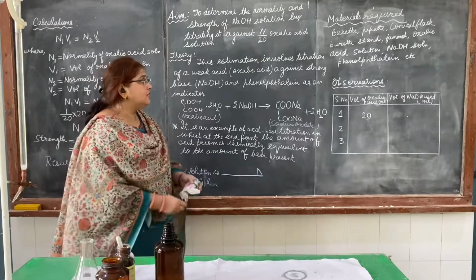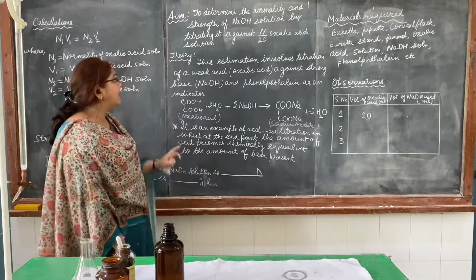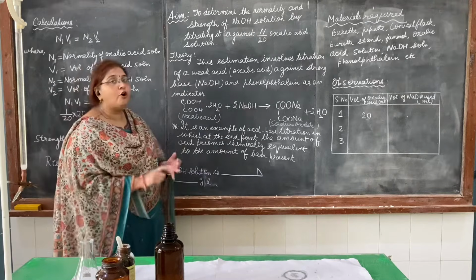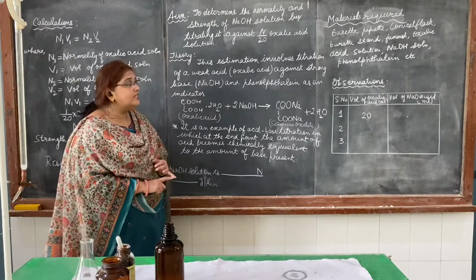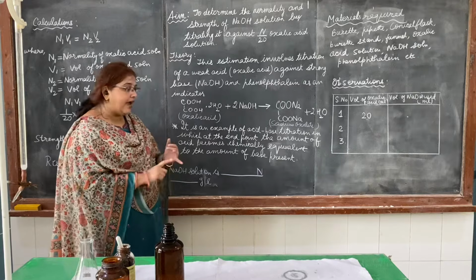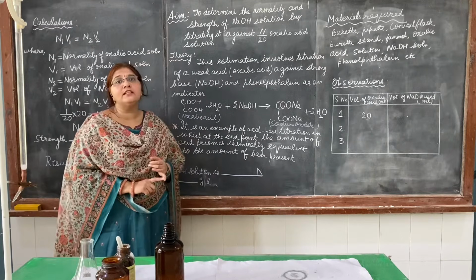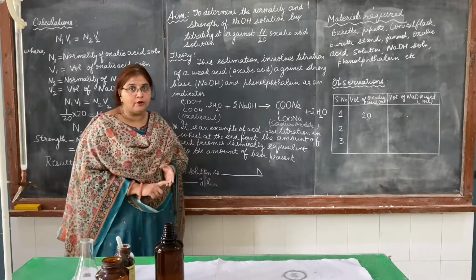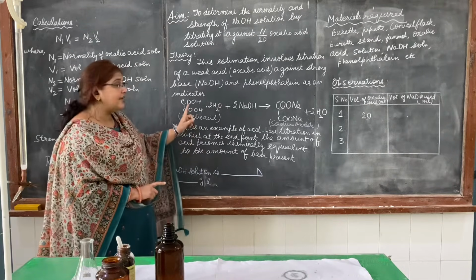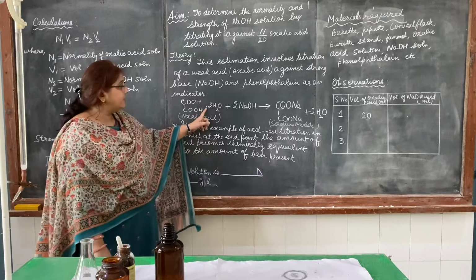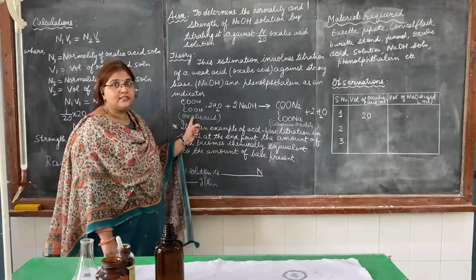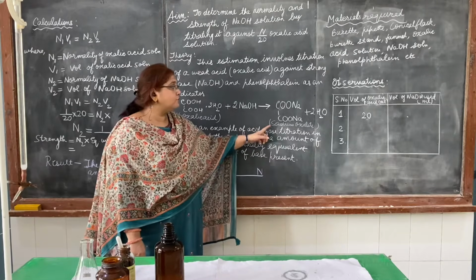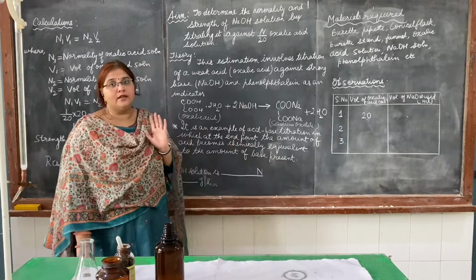So what is the theory behind the experiment? This estimation involves titration of a weak acid against a strong base, and we are using phenolphthalein as an indicator. What is the reaction going on? The oxalic acid, having 2 moles of water associated with it, reacts with 2 moles of NaOH to form sodium oxalate and water.